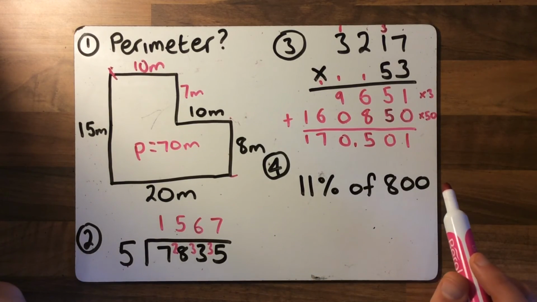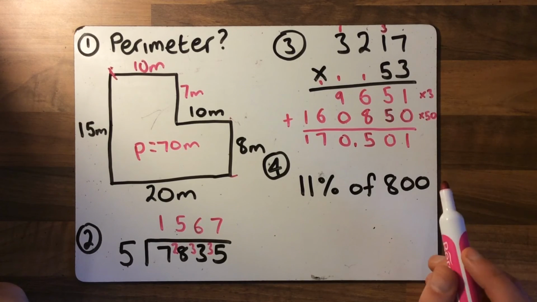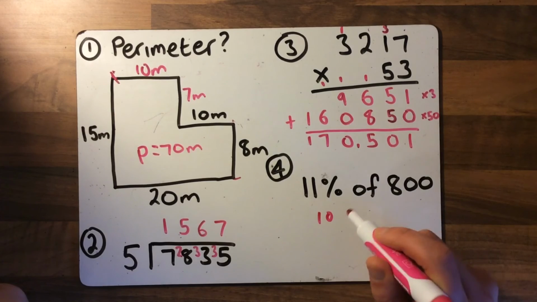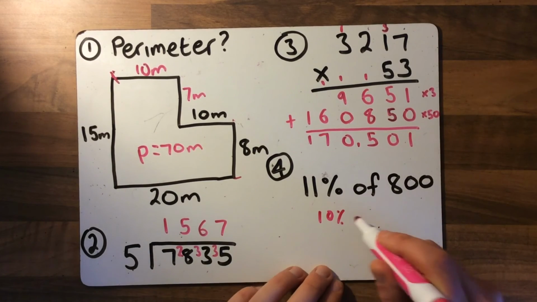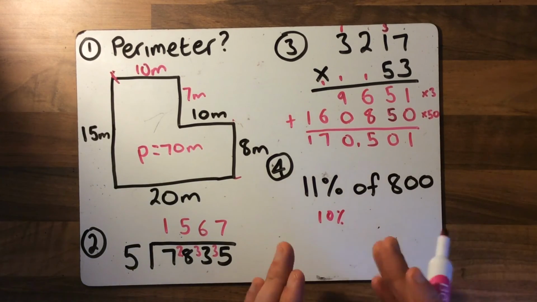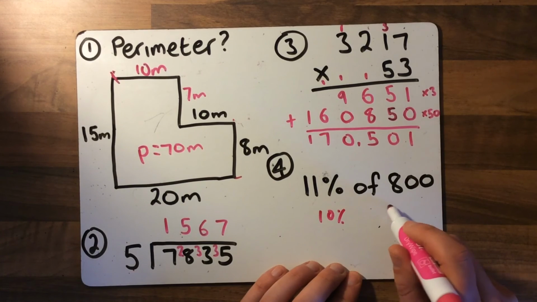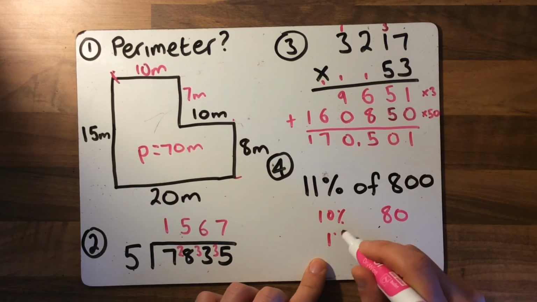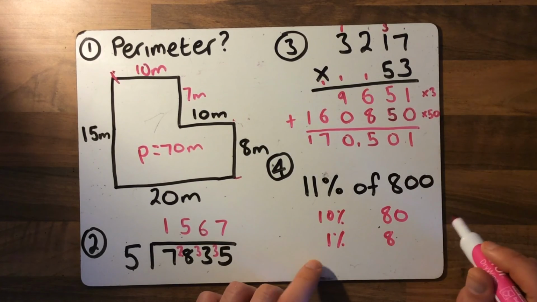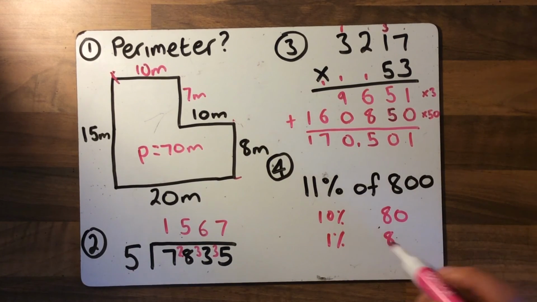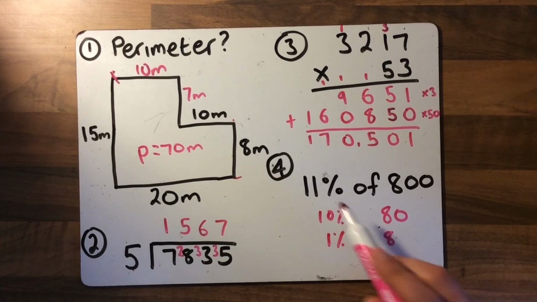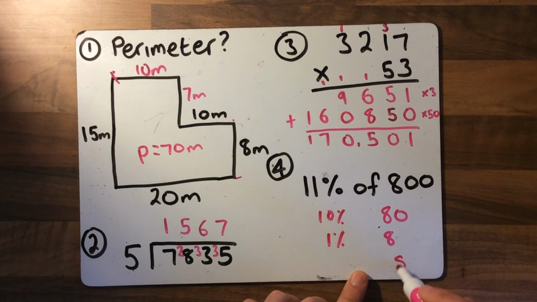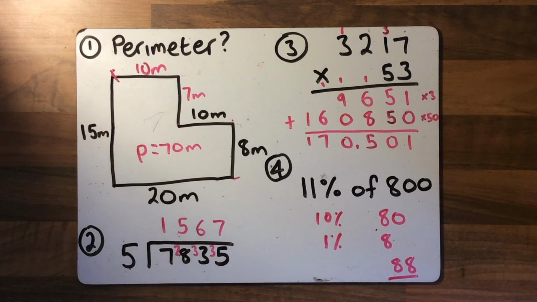Right, number 4, finding 11% of 800. So first of all, if we find 10% of 800, everything gets moved over once, doesn't it? So 10% is 80. Then if we find 1%, that will be 8. Then it gets moved over once more. 10 add 1 is 11. So if we add 80 and 8, that gets us to 88. And there's your answer for that one.